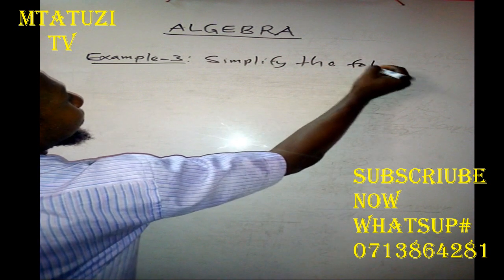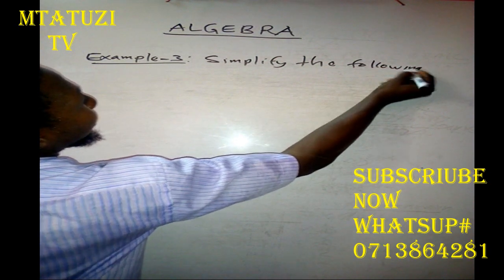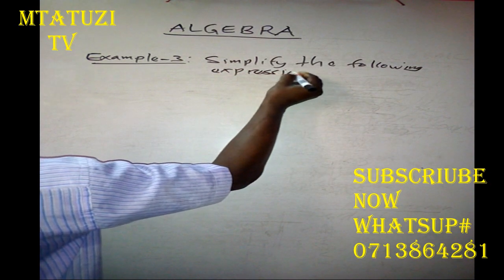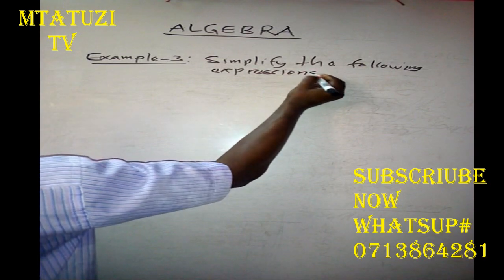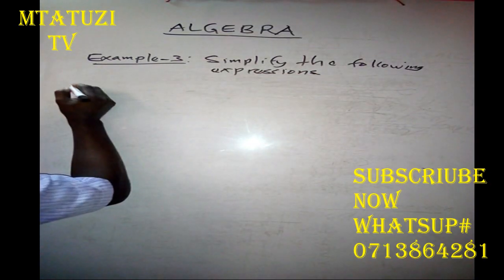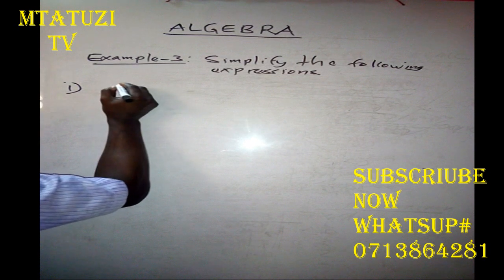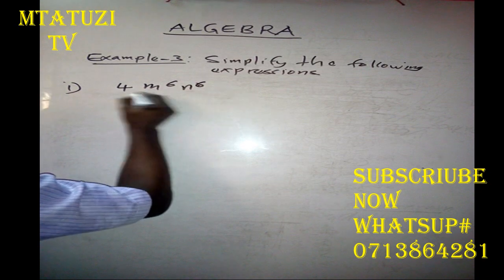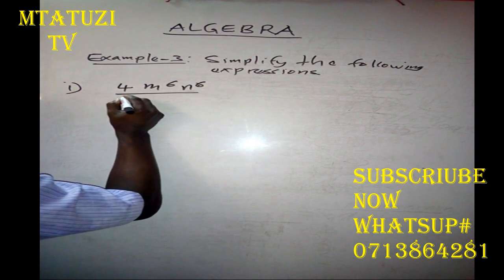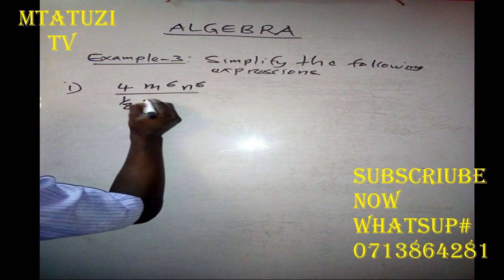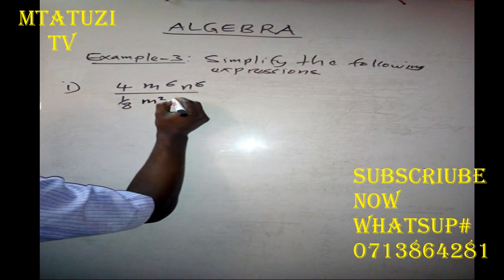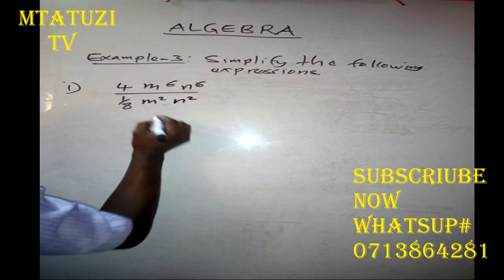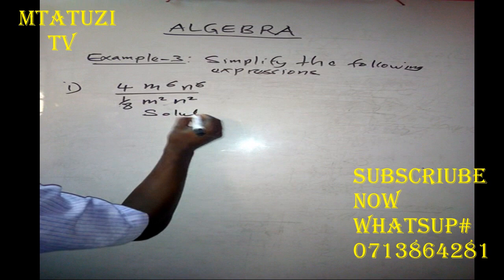Simplify the following expression. You are given some expressions you are required to simplify. Expression number 1: 4 m power 6 n power 6, the whole of this divided by 1 over 8 m power 2 times n power 2. How to simplify? We simplify as follows.